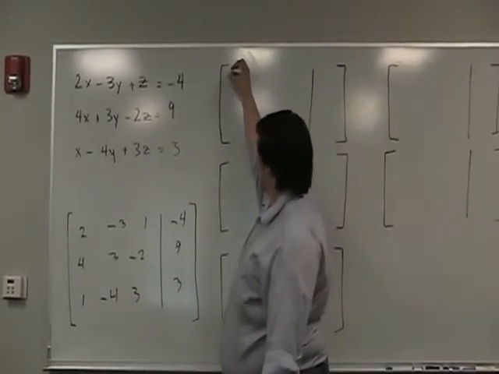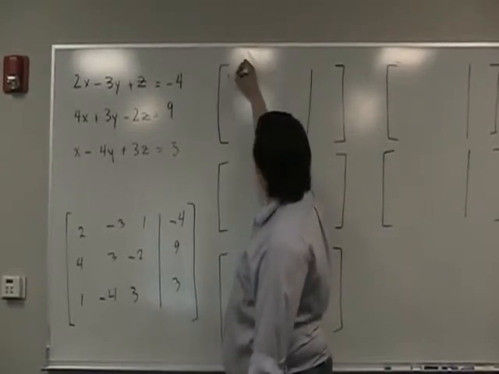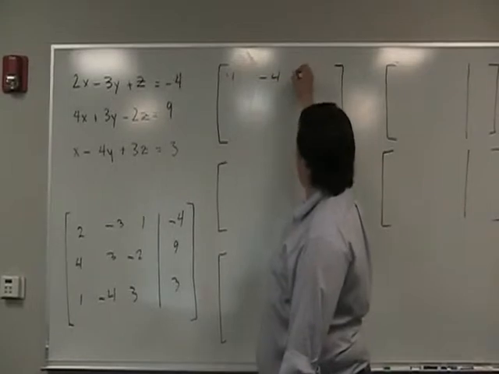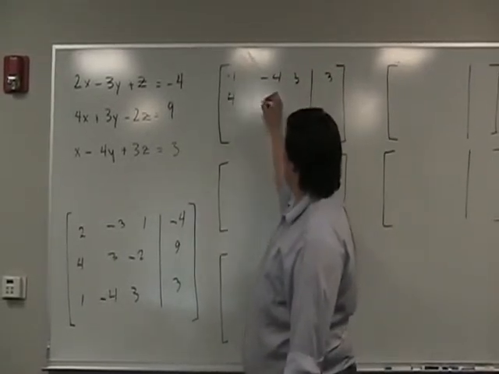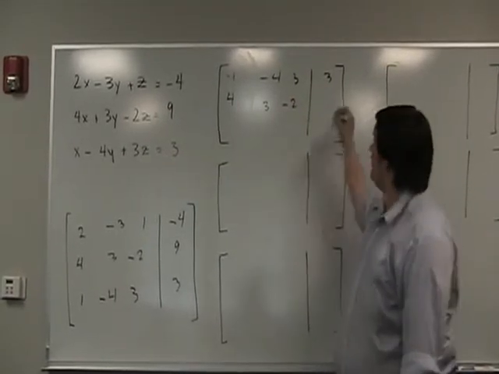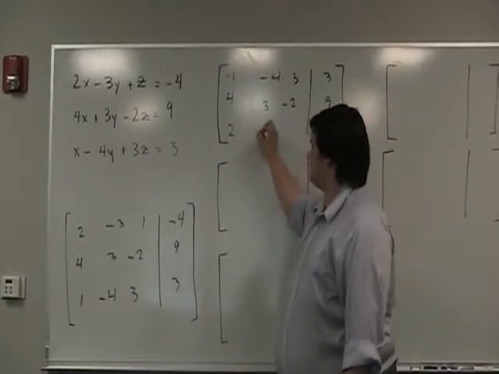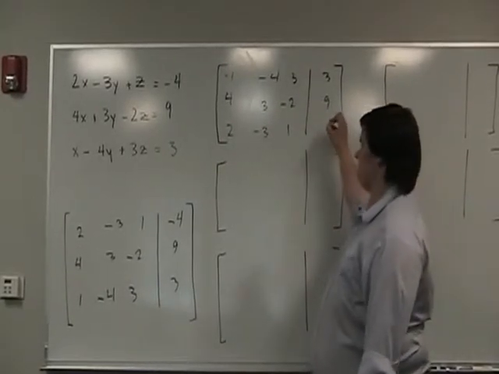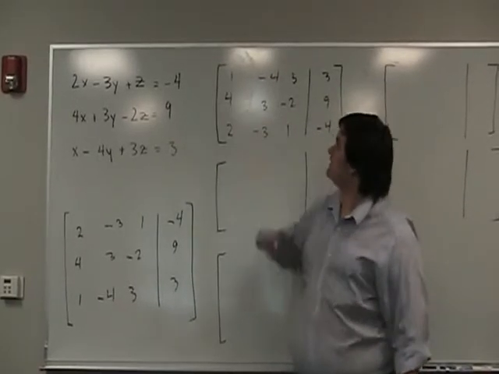This gives us a new matrix. Oops, that's the old matrix. A 1, a -4, 3, and a 3. Our middle row doesn't change. We still have 4, 3, -2, and 9, but our top and bottom rows have changed and switched places.